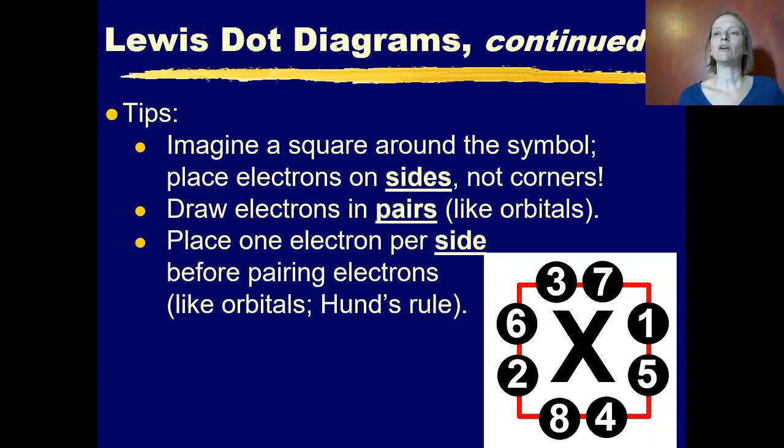So I don't actually care that electron number 1 goes here. Electron number 1 can go up here. The point is that then electron number 2 has to be as far away from it as you can get. Again, that square, we just imagined the square to help us place the electrons, but it's not actually part of the Lewis dot diagram.